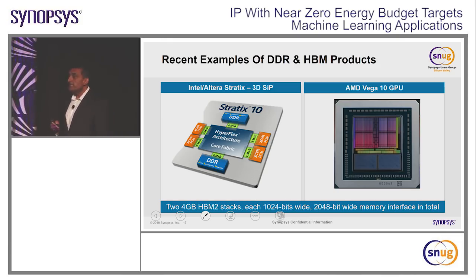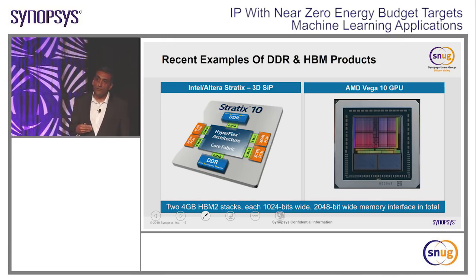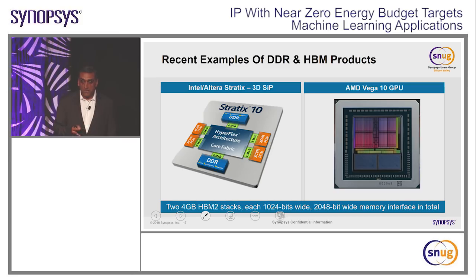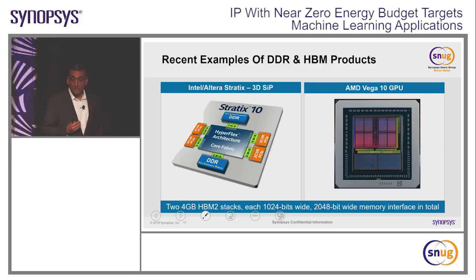So I gave you some perspective of capacity, of bandwidth, how that relates to power. I want to summarize this section. Machine learning chips use both DDR for capacity and HBM for bandwidth. HBM2 has the lowest picojoules per bit.